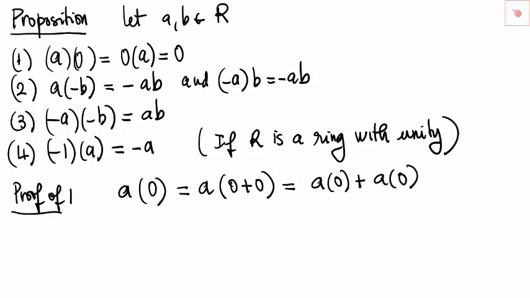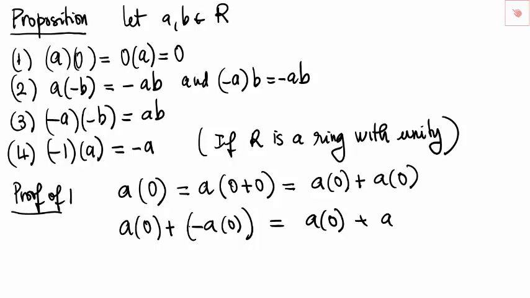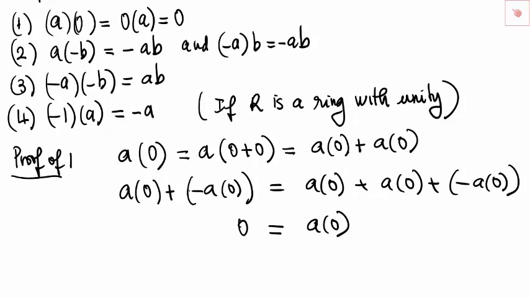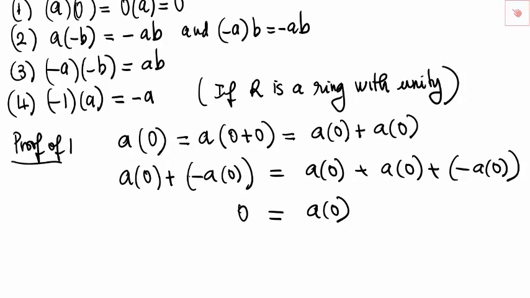Now, if we add the opposites to each side, so if you have A0 plus A times 0, this will be A0 plus A0 plus the opposite of A times 0. But this will give us 0 is equal to A times 0, which is exactly what we needed. So, what about two?